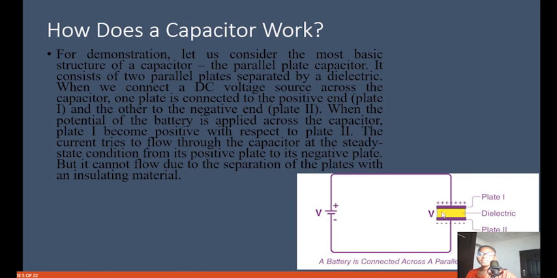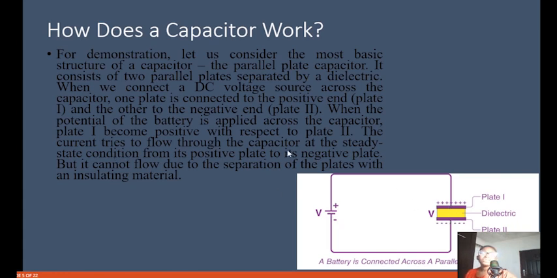You can see that when the potential of the battery is applied across the capacitor, plate 1 becomes what? Positive charge, because it was connected to the positive terminal. Then plate 2 becomes negative because it was connected to the negative terminal of the battery. The current tries to flow through the capacitor. Ideally this current is supposed to flow, but because of this dielectric, this separation, it will just stop here.